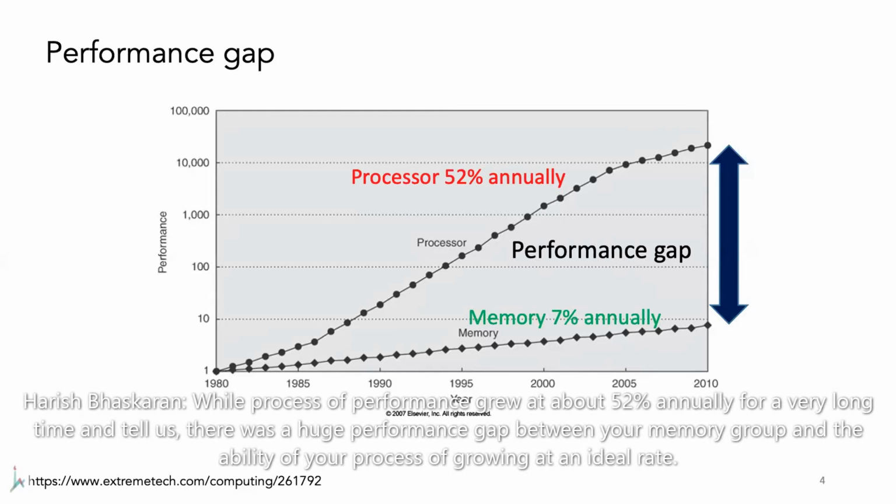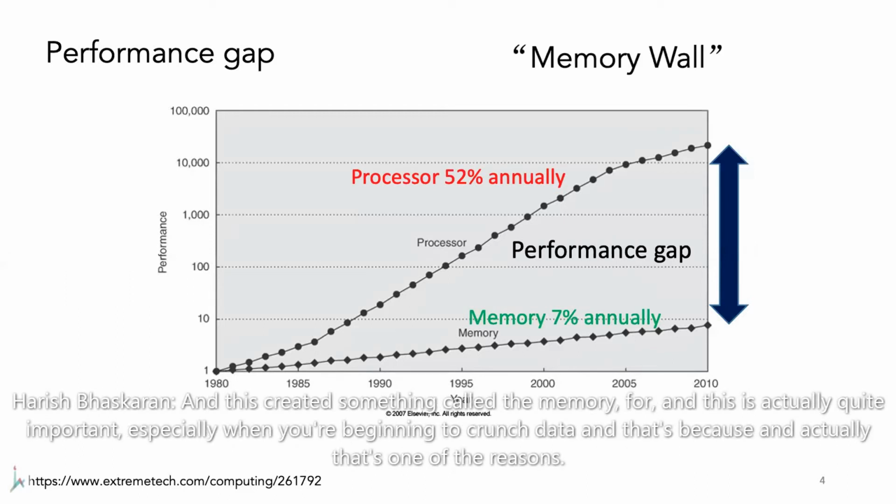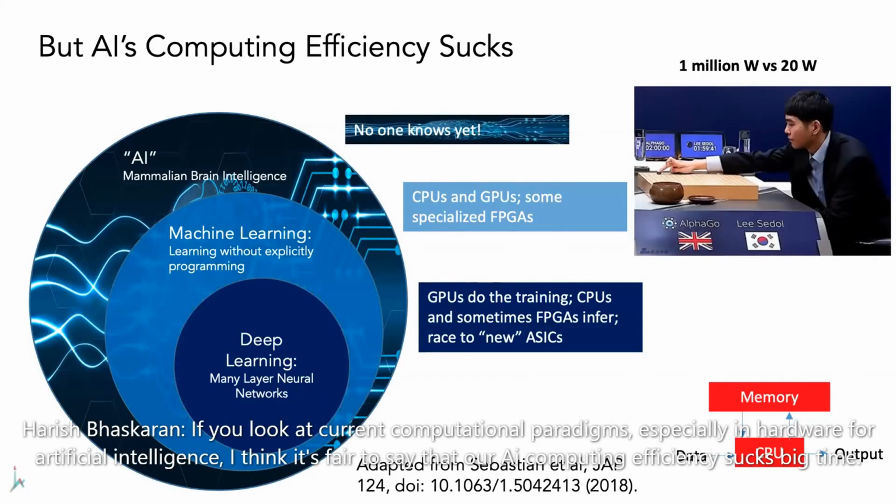Right. And this created something called the memory war. And this is actually quite important, especially when you're beginning to crunch data. And that's because, and actually that's one of the reasons, if you look at current computational paradigms, especially in hardware for artificial intelligence, I think it's fair to say that our AI computing efficiency sucks big time.